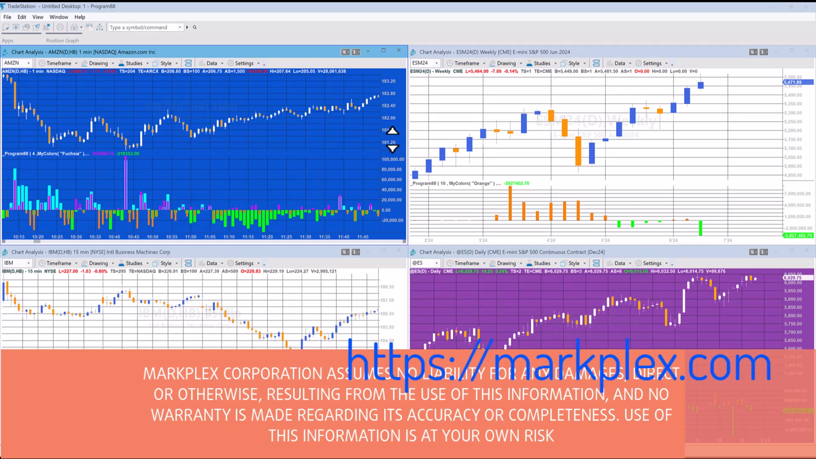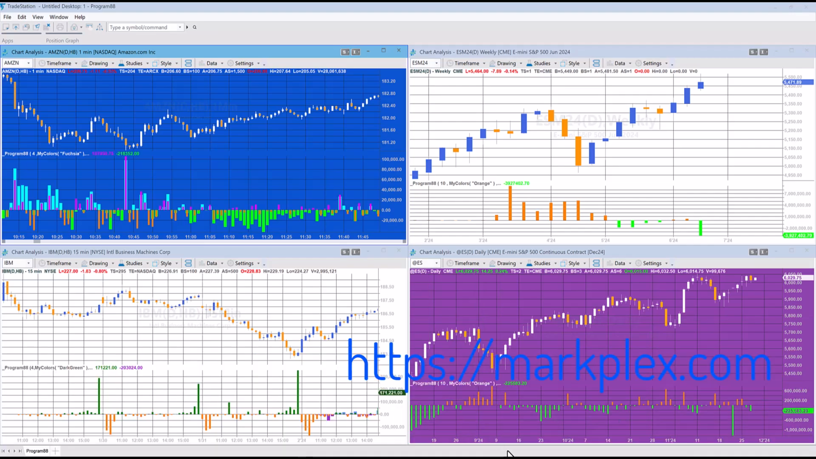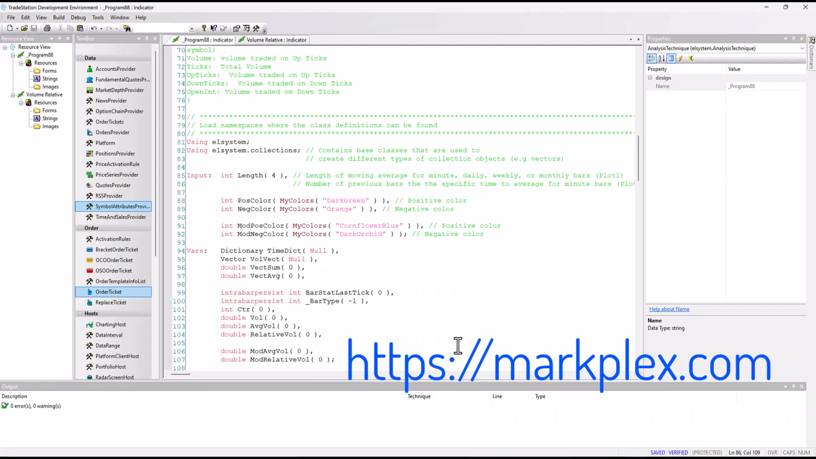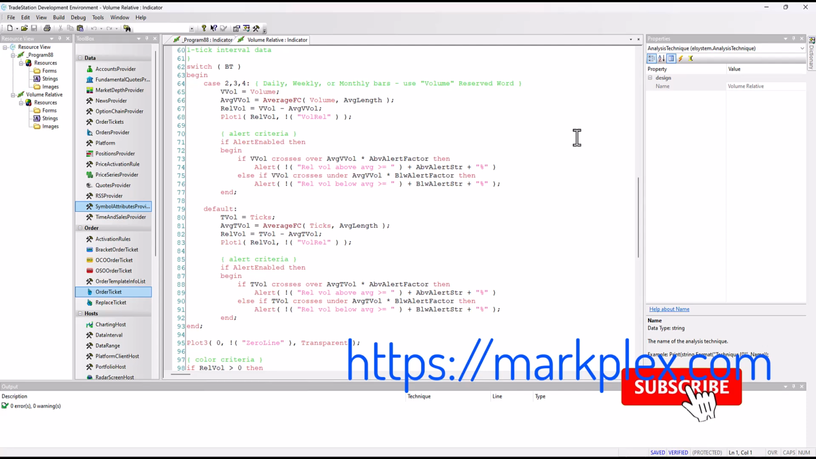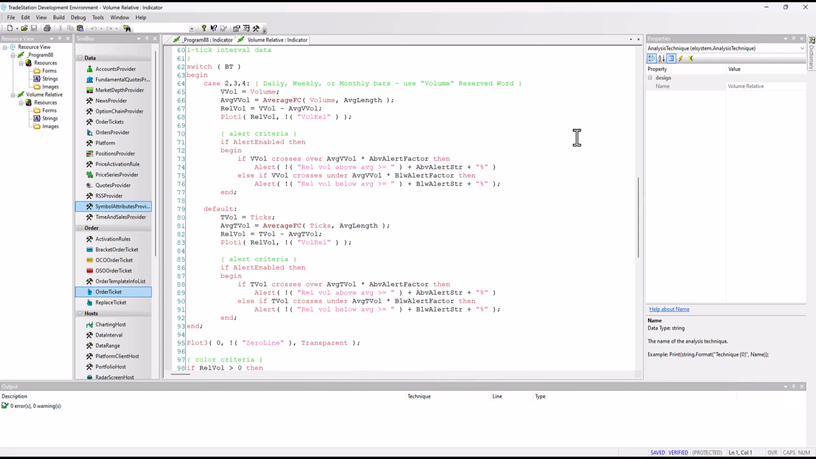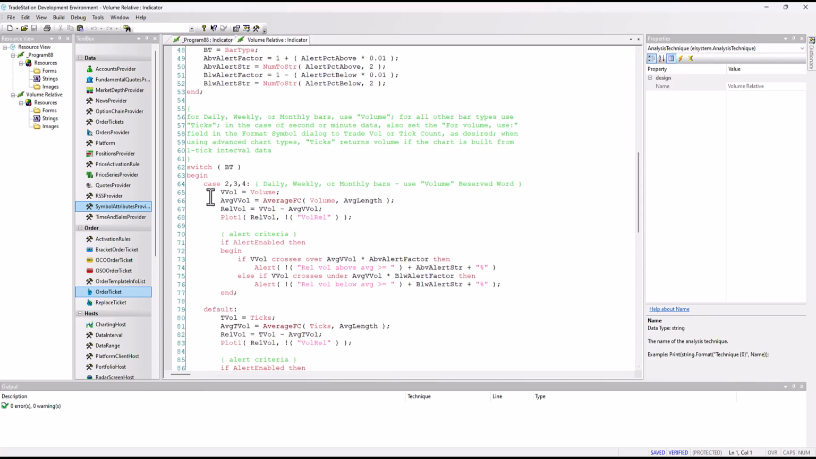Now if we look at the standard TradeStation program, you'll see that relative volume is defined as the volume minus the average volume. So for example, for a weekly or daily chart, that's going to be equal to volume minus the average volume, and that is plotted on the chart. This is according to the TradeStation indicator. Of course, there are different ways of defining this.